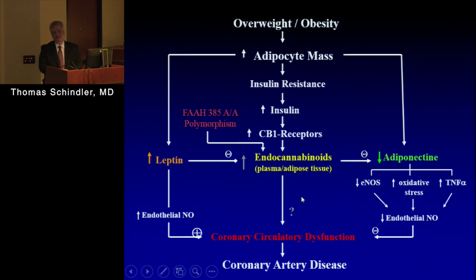So my group was following the hypothesis that when you have increases in obesity, you have increase in adipocyte mass, insulin resistance increases, you have an increase in insulin, and this increase in insulin also stimulates increased expression of cannabinoid CB1 receptors. And they may respond to endocannabinoids, and that may cause or may not cause coronary circulatory dysfunction. When you have coronary circulatory dysfunction, it's a functional precursor of coronary artery disease. So it's the very early stage of development of coronary artery disease.